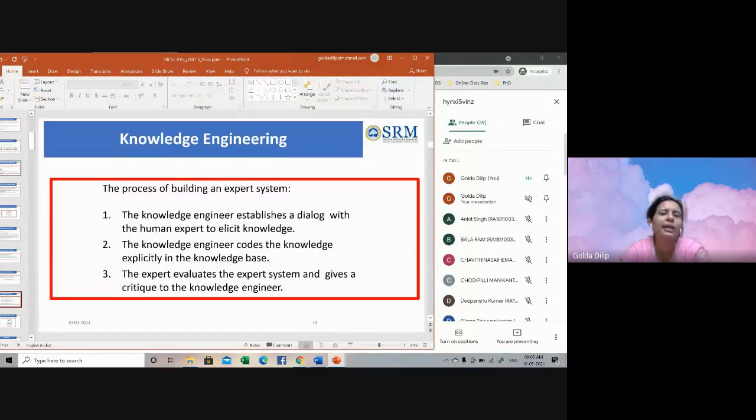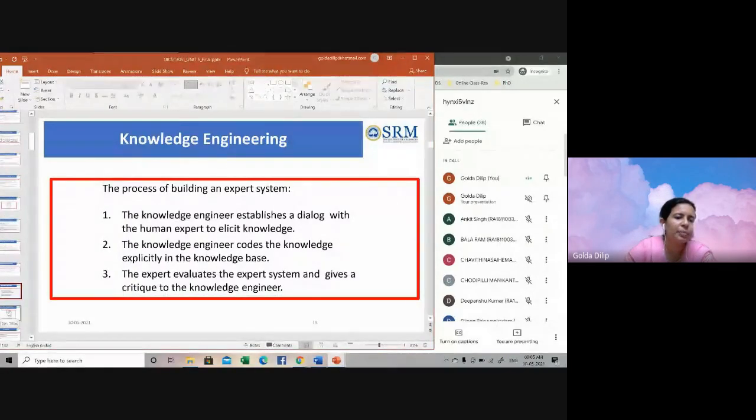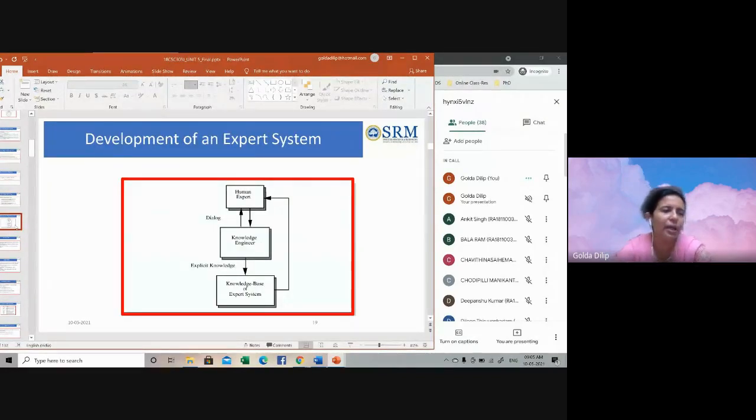Generally when you say an expert system, we have what is called a knowledge engineer. This knowledge engineer will take inputs from the human expert, or the domain expert, in order to build what is called your knowledge base. Whatever I'm telling is depicted in the diagram here. That topic is called knowledge engineering, or development of your expert system. Your knowledge engineer takes inputs from the domain expert in order to build the knowledge base.